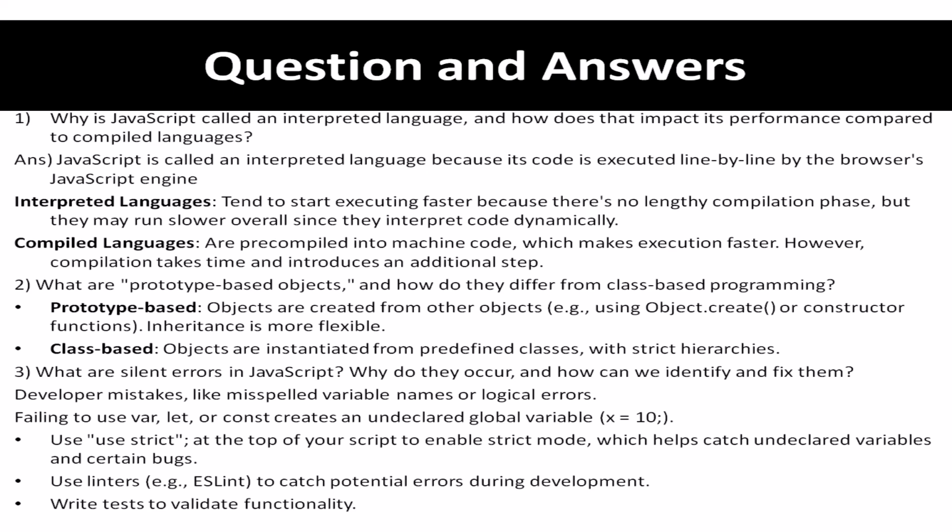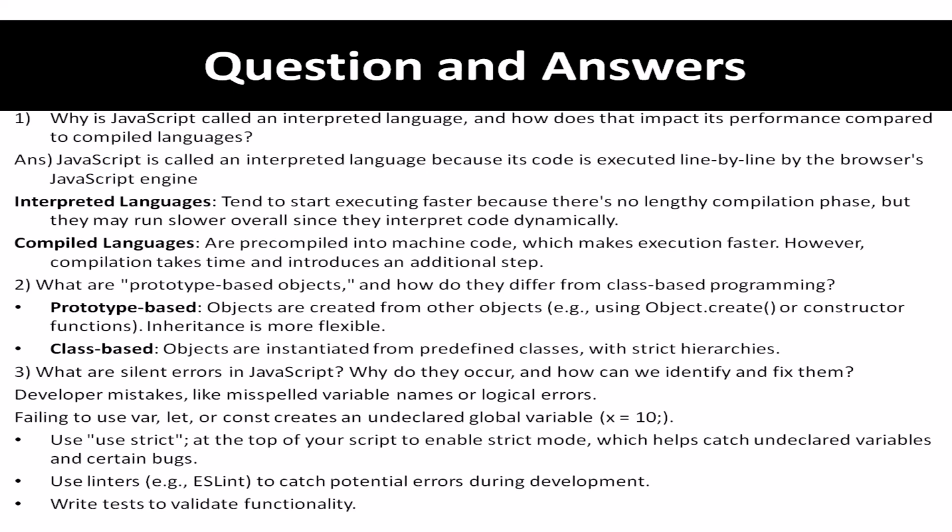For example, if you consider a compiler, it is going to execute the machine code, which makes the execution faster. However, compilation takes time, because it puts load on the compiler, whereas an interpreted language reduces the load on the compiler. Because of that reason, this is the difference between the compiler and interpreted language.